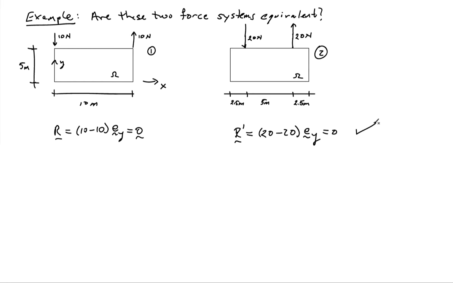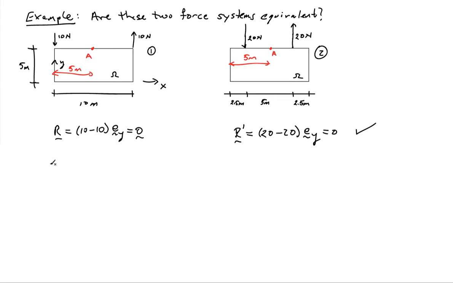Now we also have to show that the moments are equivalent about some convenient point. For my convenient point, I'm going to pick the point right here in the middle. I'll call that A, and here it is, A. The distance from the edge of the box here to A is 5 meters, and it's exactly the same in this picture here too.